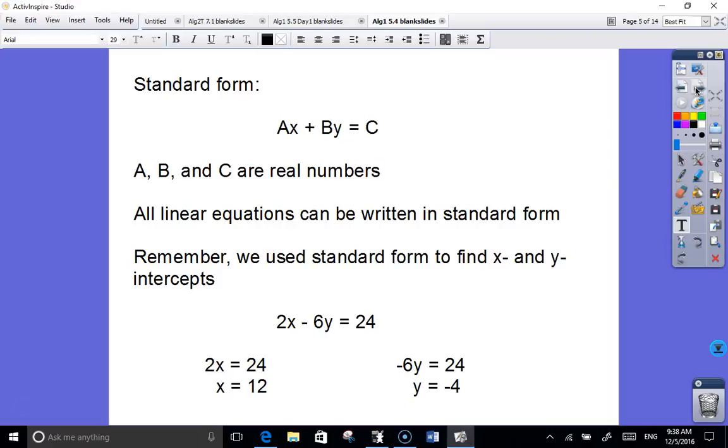2x is 24, x equals 12. To find the y-intercept, cover up the x. Negative 6y is 24, y is negative 4. And that's the best use of standard form. Cover it up to find the intercept. Right? Because those are very easy points to graph. Draw your line. Easy.